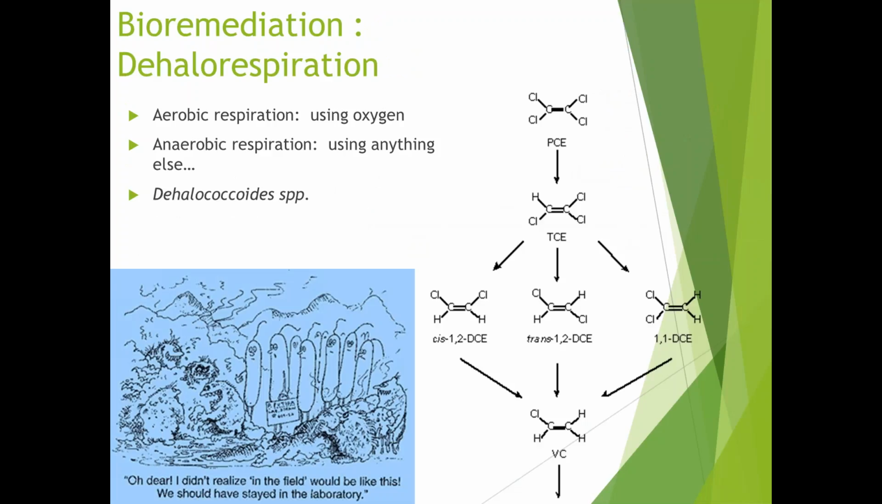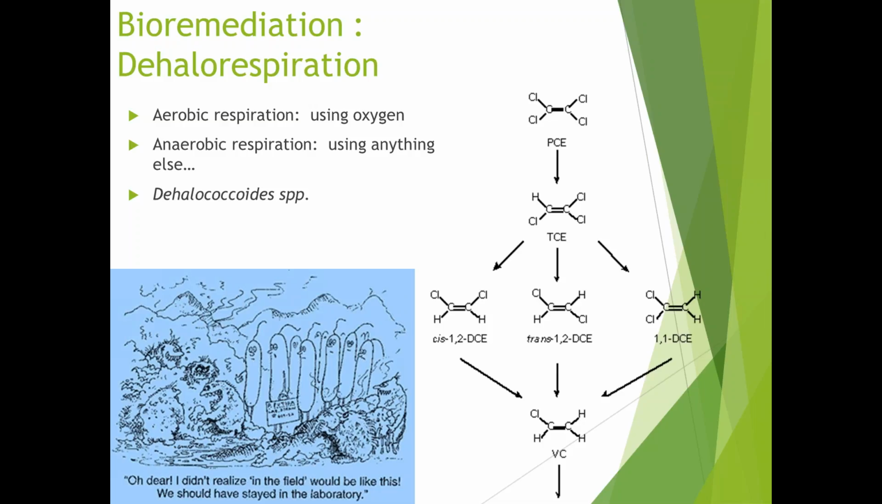One of the most common bioremediation mechanisms for groundwater impacted by PCE and TCE is reductive dechlorination, or in this instance, dehalorespiration. Now, respiration is a necessary function of all living things. It's part of our metabolism. It's how we convert food sources into energy.